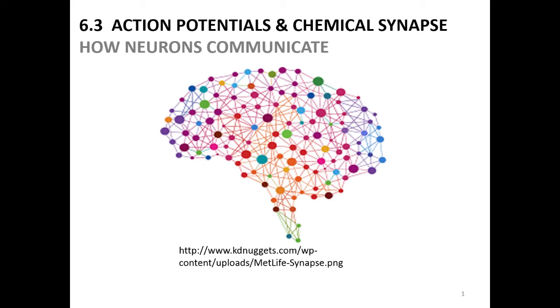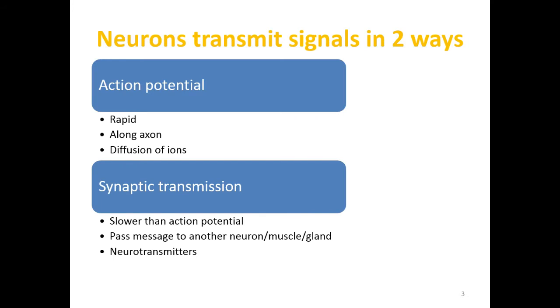In this lecture, we will look at how neurons communicate. Neurons transmit two types of signals using action potentials and neurotransmitters. Action potentials are high-speed transmission of electrical signals along the axon of a neuron. The electrical signals are generated by the diffusion of ions across the axon membrane. The ions involved will be sodium and potassium ions.